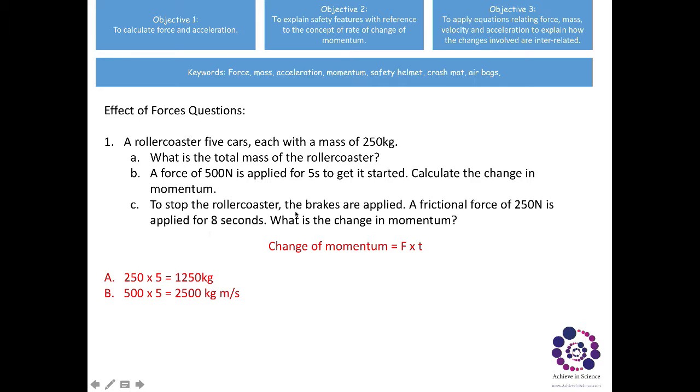Part C. To stop the roller coaster, the brakes are applied. A frictional force of 250 newtons is applied for 8 seconds. So again, we've got the force of 250 newtons. 8 seconds is the time. We can calculate the change of momentum simply by multiplying 250 by 8 to give us 2,000 kilograms meters per second.